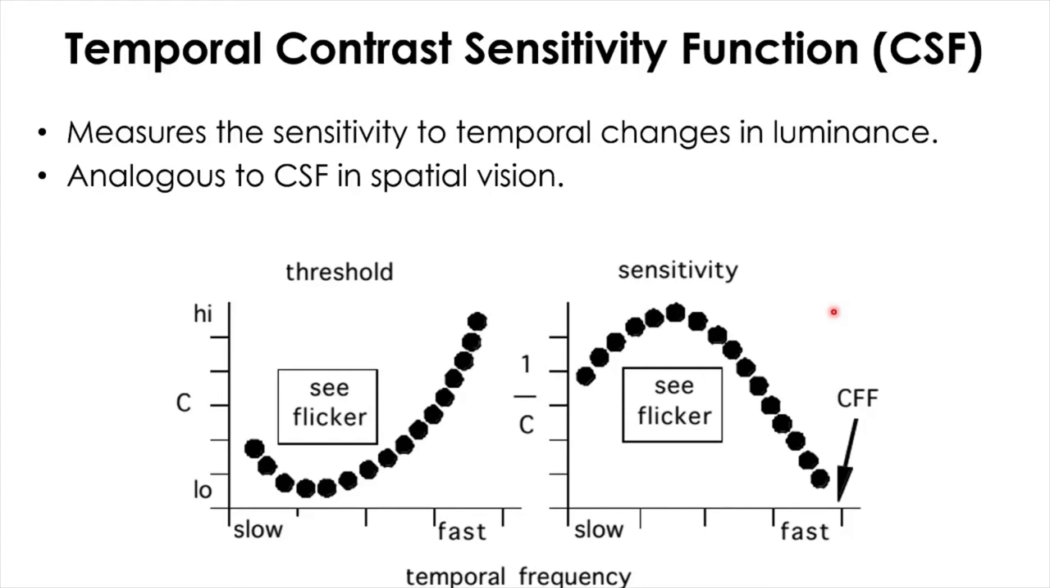Like in the spatial contrast sensitivity function, peak sensitivity occurs at mid-range temporal frequencies, but is worse at lower and higher temporal frequencies. Our eyes appear to be most sensitive to temporal frequencies ranging from about 10 to 20 hertz in photopic conditions. The highest temporal frequency that a person can resolve is indicated by the extreme right value on the temporal contrast sensitivity function curve. This is referred to as the critical flicker fusion frequency, denoted with an arrow. It is the temporal counterpart to the high spatial cutoff frequency in the spatial contrast sensitivity function.